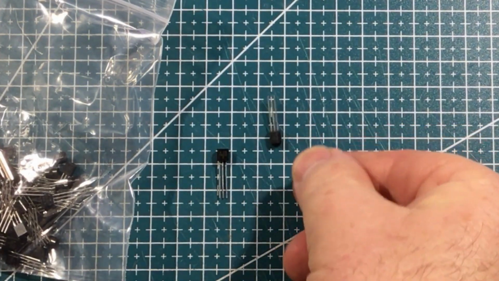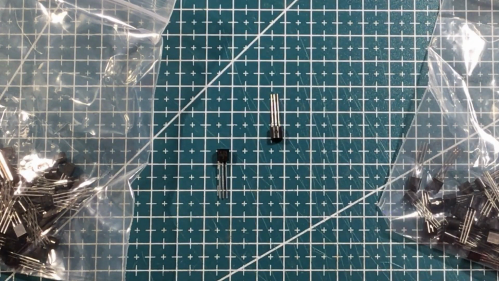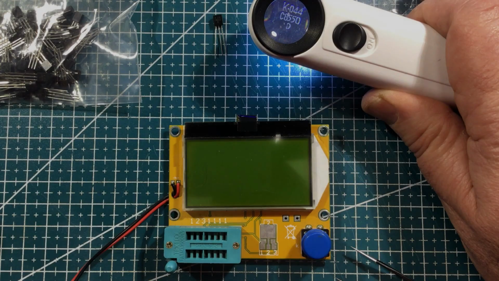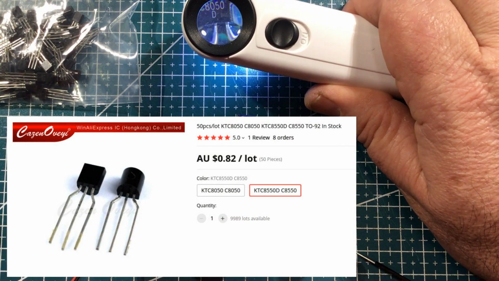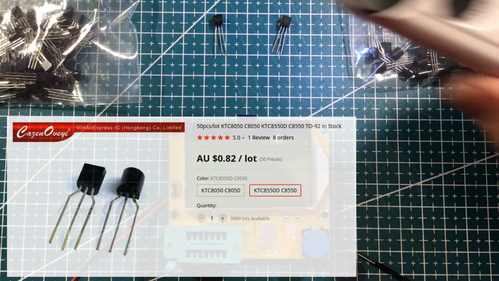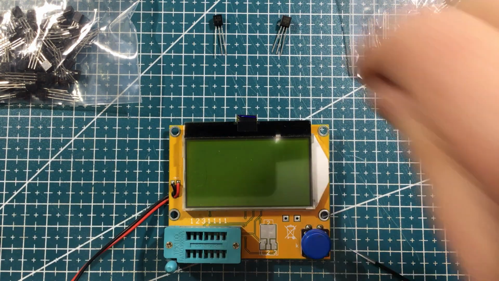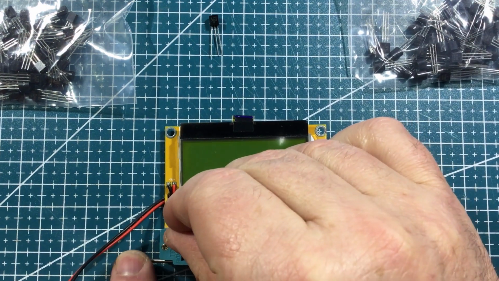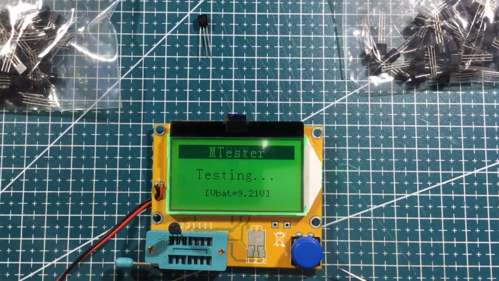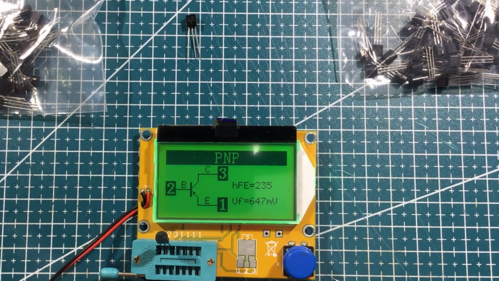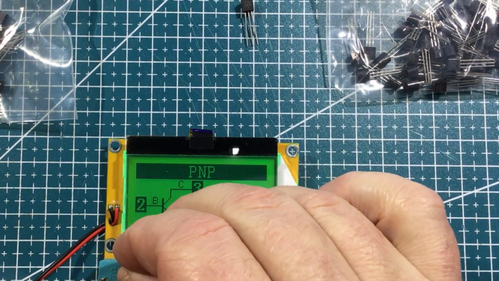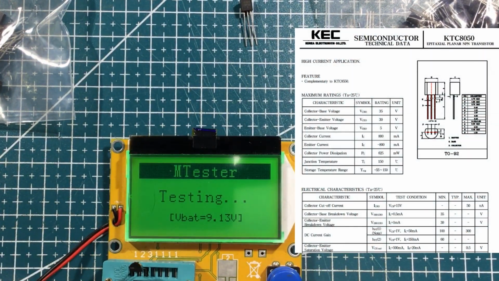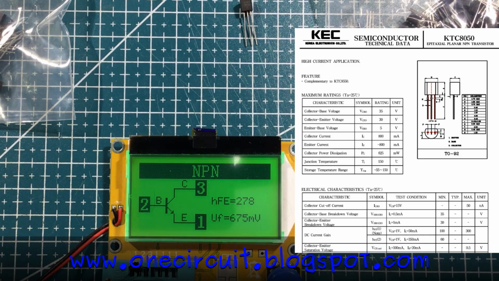Let's get a little closer and let's get the tester fired up. So the C8550 and a C8050. Right, so let's see which is which. Put them into the tester. The tester says PNP, which makes this guy, I assume, its cousin, NPN. Yep, nice, little TO92 transistors. Match pretty well.